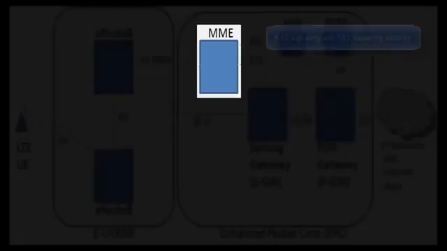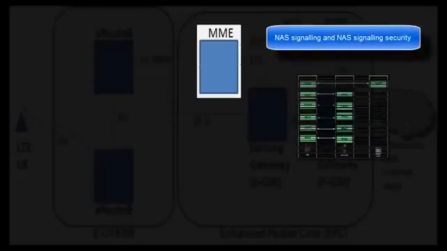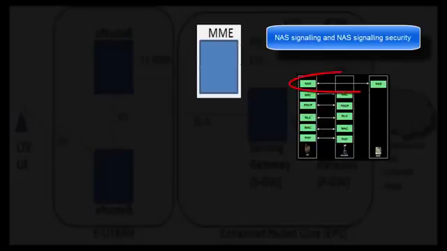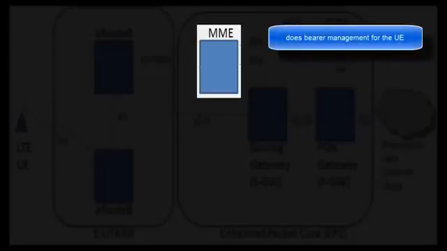The third task is NAS signaling and NAS signaling security. The NAS layer of the protocol is present in the UE and MME. The MME is responsible for NAS signaling and security of NAS messages. The MME also does bearer management for the UE. If at this moment you do not understand what a bearer is, don't worry. We will discuss this topic in coming videos.